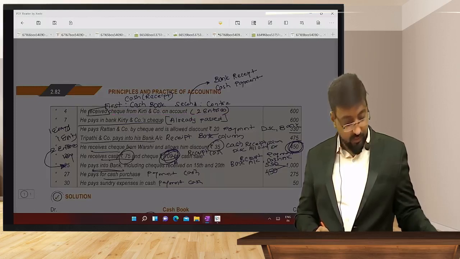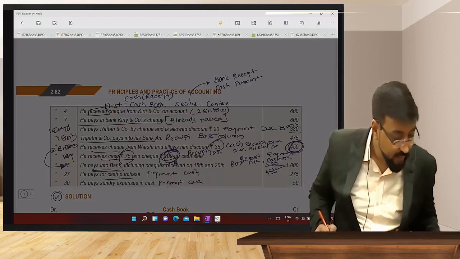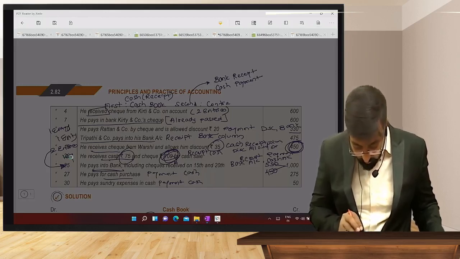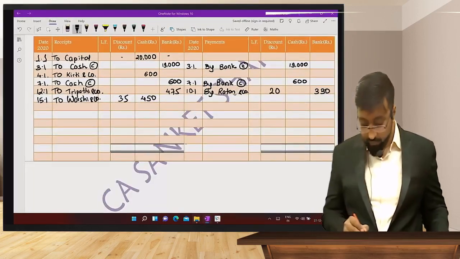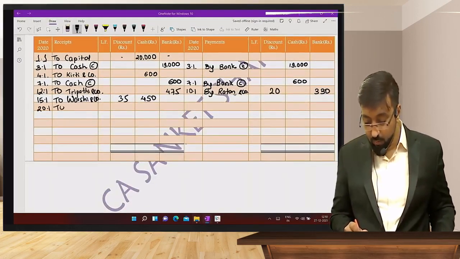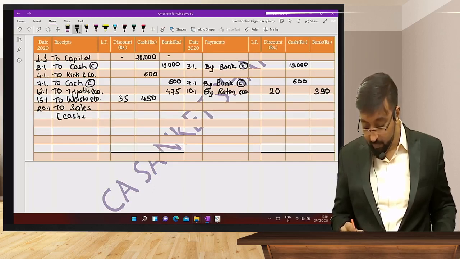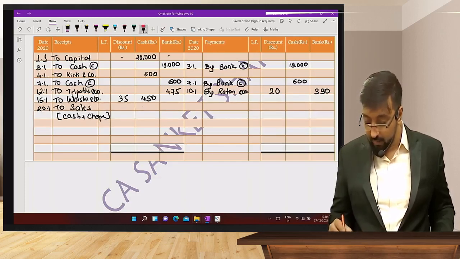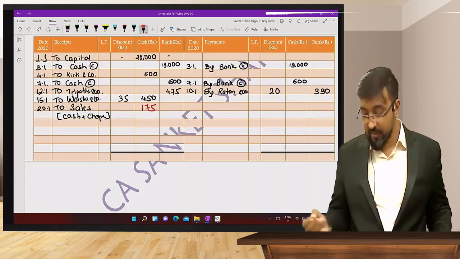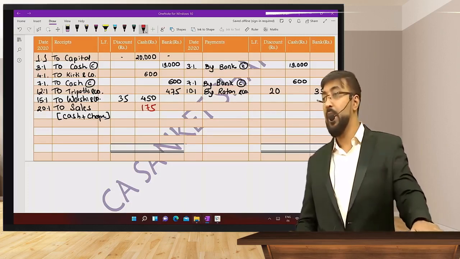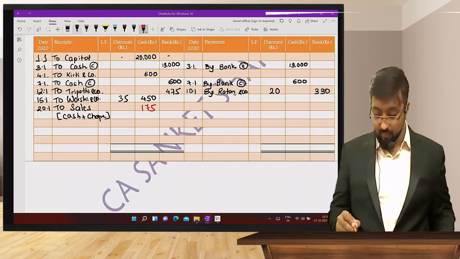Next. Next entry is? Tell me. Date. 20. To what? Sales. How much in cash? Cash plus check. Both will be in the cash column. Red pen, how much? 175. Correct? Red pen 175. Cash plus check. Next.